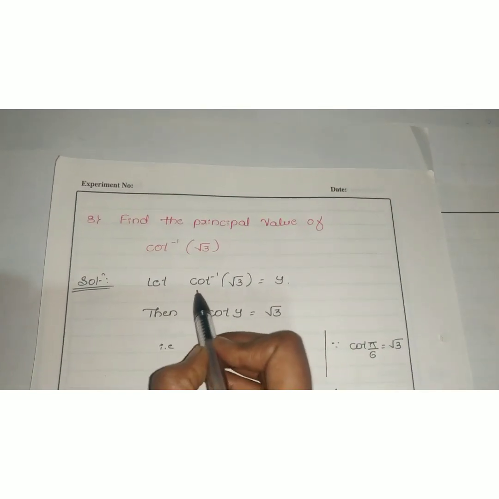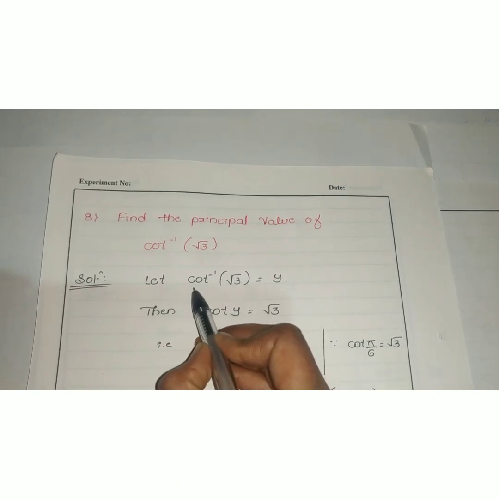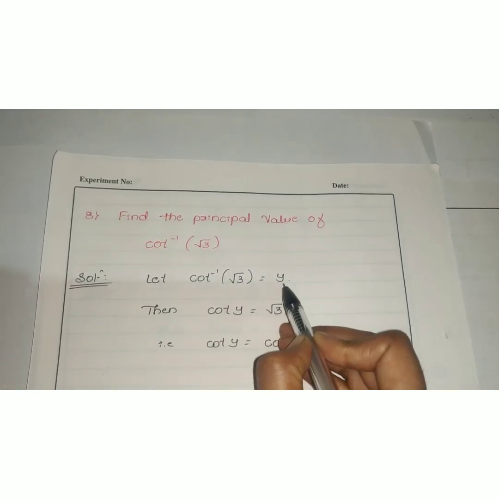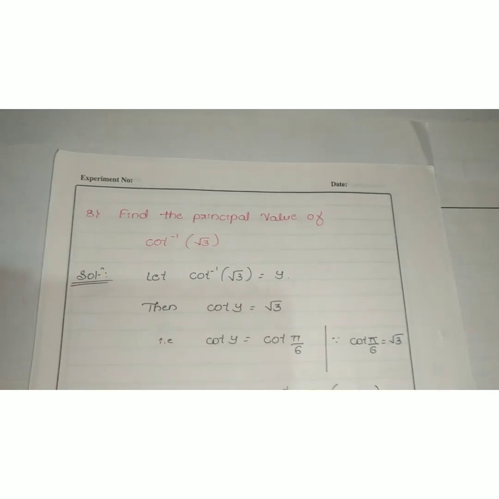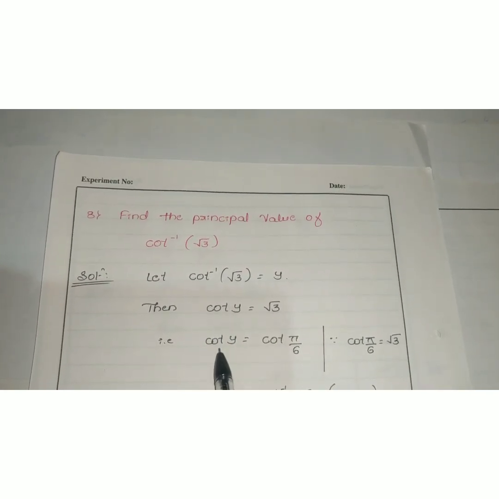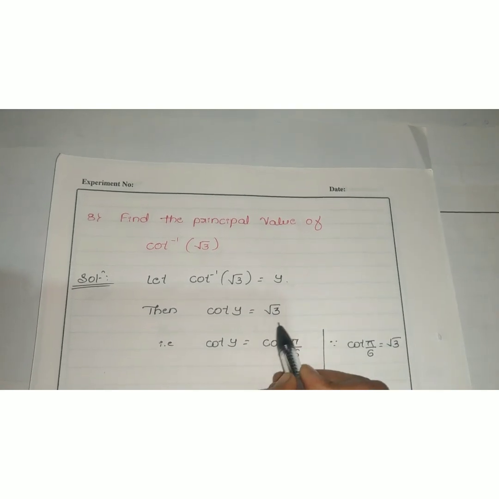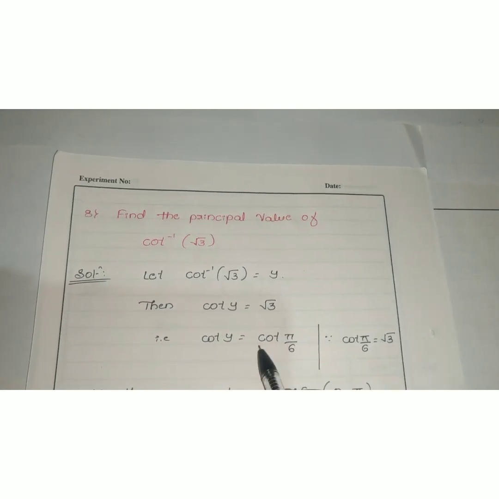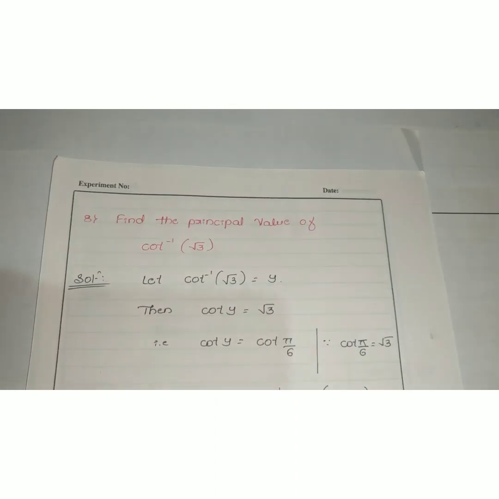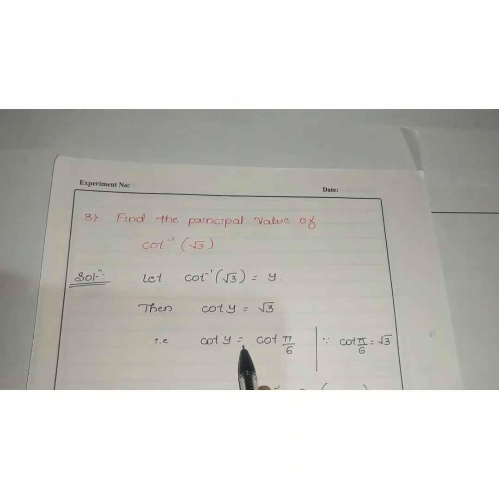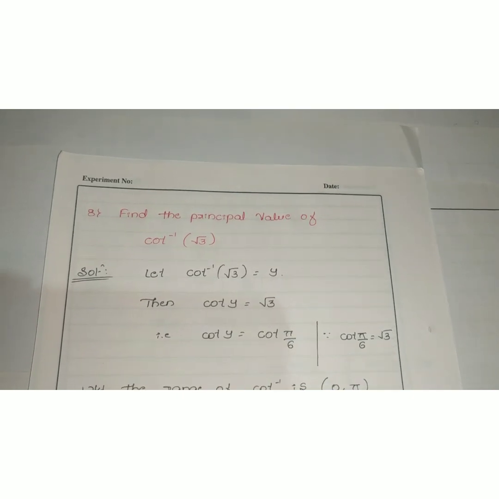So consider the given inverse trigonometric function, that is cot inverse of root 3 equal to y. Then cot y equal to root 3. That is cot y as it is, and what angle has cot of root 3? That is cot pi by 6. Cot 30 degree value is root 3. That is cot y equal to cot pi by 6.